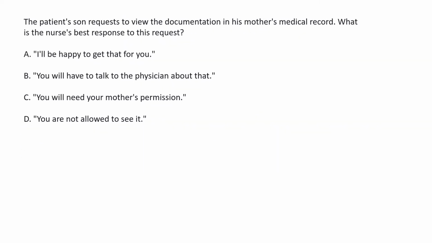The patient's son requests to view the documentation in his mother's medical record. What is the nurse's best response to this request? A. I'll be happy to get that for you. B. You will have to talk to the physician about that. C. You will need your mother's permission. D. You are not allowed to see it.